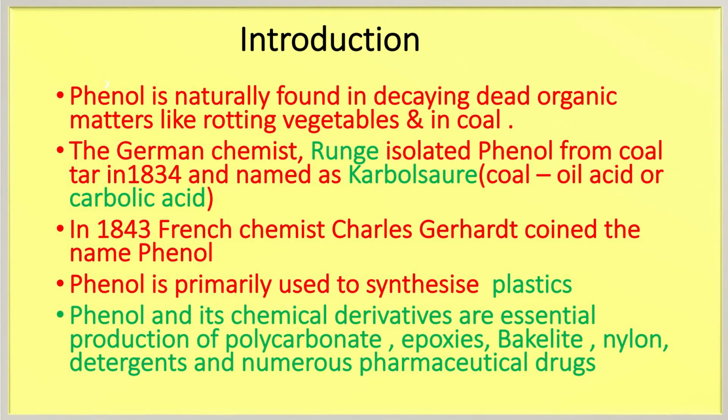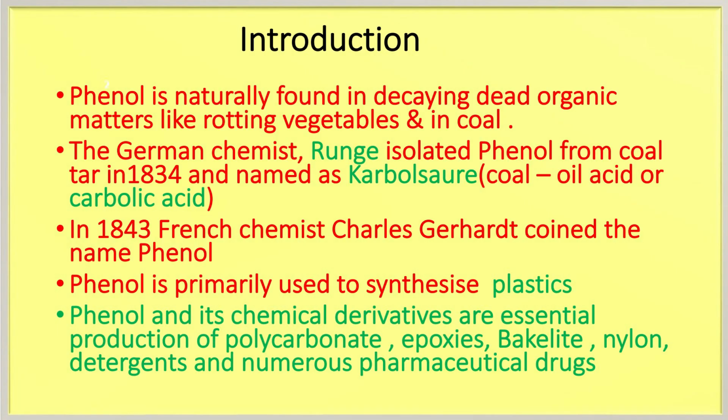Phenol is naturally found in decaying dead organic matter like rotting vegetables, and in coal. The German chemist Runge isolated phenol from coal tar in 1834 and named it carbolic acid. What does it mean? Carbo, I mean coal, oleum, oil, and acid. So coal oil acid, or carbolic acid. In 1843, French chemist Charles Gerhardt coined the name phenol. It was so named because originally it was named phene, related to benzene, then ol because OH is present.